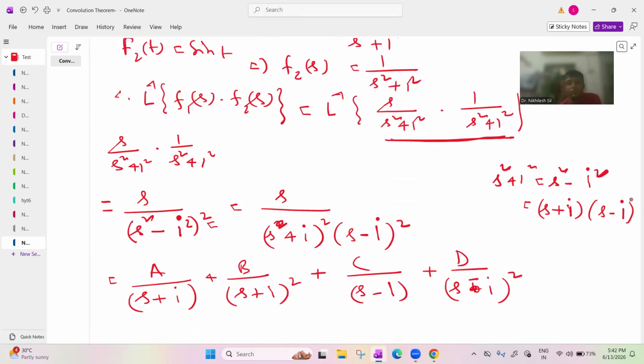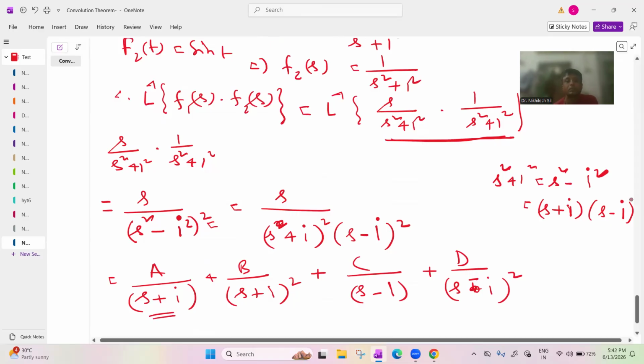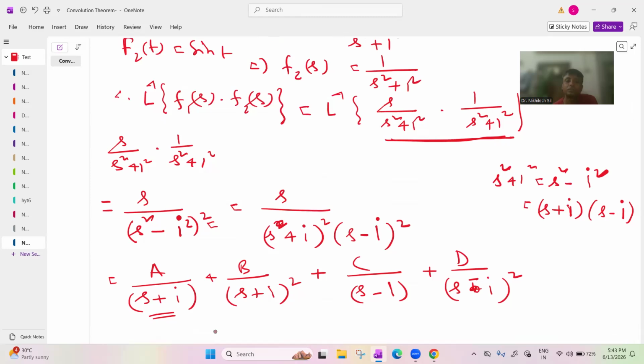Now as before, do the LCM, find the values of A, B, C, D and take the inverse Laplace. For s plus i, what is the inverse? e to the power minus it. What is the inverse of the whole square term? t into e to the power minus it, because the denominator is squared. Here it is minus, so it will be minus e to the power minus it. And for s minus i, e to the power it, and for the whole square, t into e to the power it. We just have to find the values of A, B, C, D.